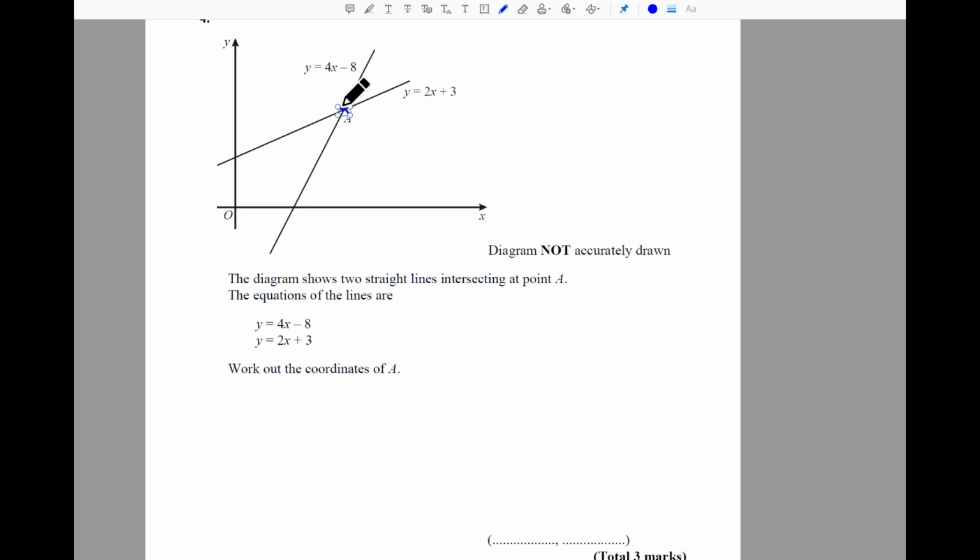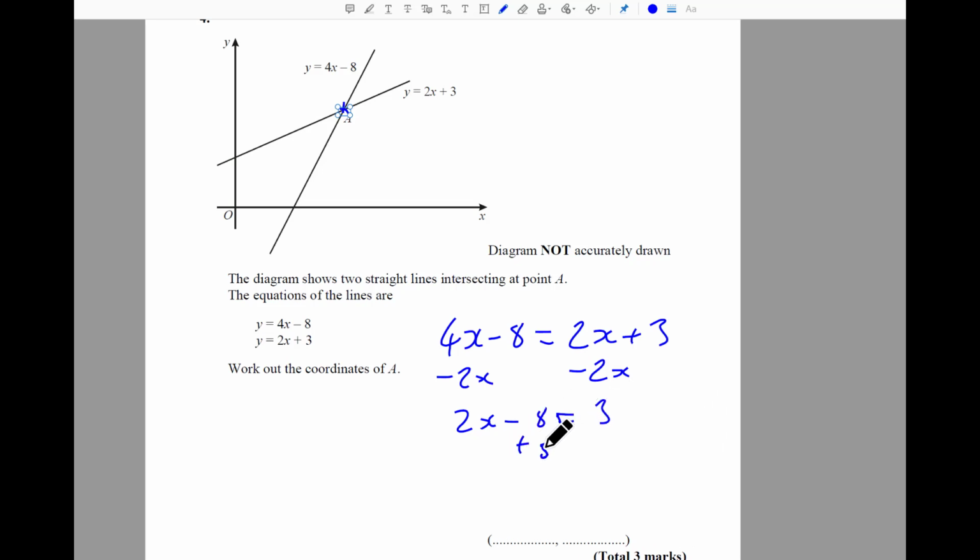Nice. It doesn't say use the graph, but they're giving you the two graphs here, right? But this you can't tell. So when you get a question like this, you set them equal to each other. Minus the smallest amount of x on both sides. So you get 2x minus 8 equals 3. You're going to plus the 8 on both sides, so you got 2x equals 11, and divide by 2, so we know x equals 5.5 here.